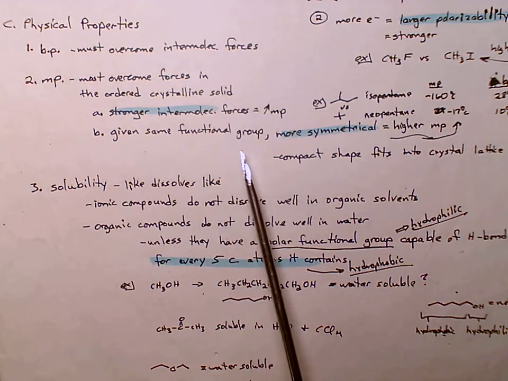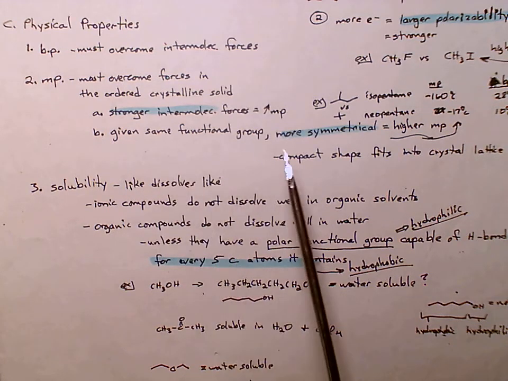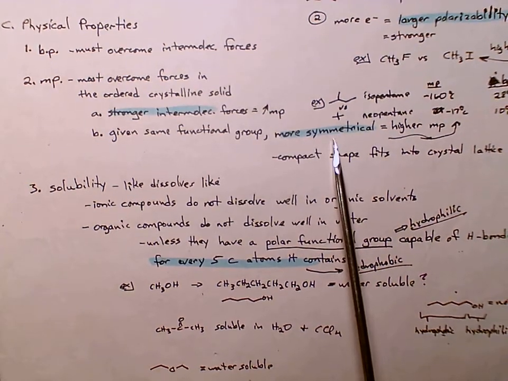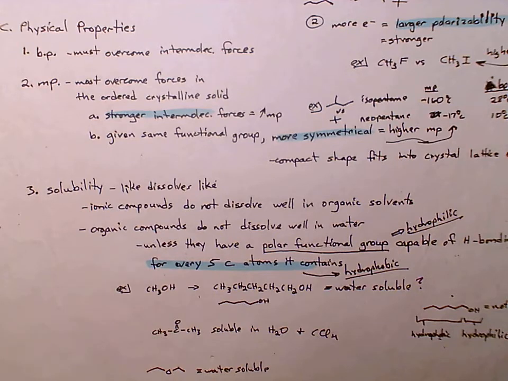Given the same functional group and given roughly the same number of carbons in your molecule, the more symmetrical the molecule is, the higher the melting point. Now, we must look at what we mean by more symmetrical. I'm sure you're all chemistry majors and are going to take advanced inorganic chemistry your senior year, and you'll learn about molecular symmetry even more.